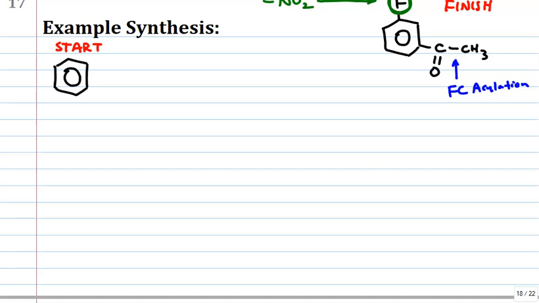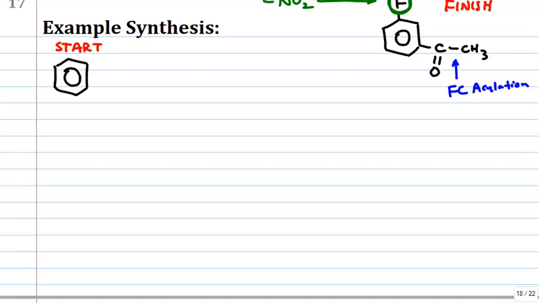So, what's our strategy? I think the first thing we need to do here, clearly, is to maybe do Friedel-Crafts acylation first, because if we put the nitro group on the ring first, that eliminates the possibility of Friedel-Crafts acylation. You cannot do Friedel-Crafts acylation on a deactivated ring with a nitro group on it anyway.